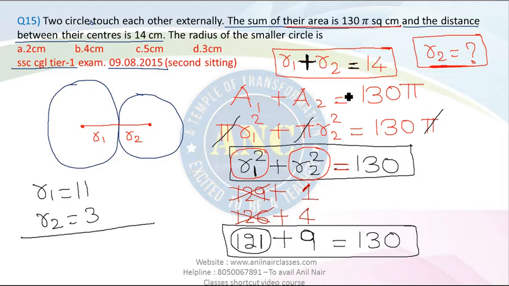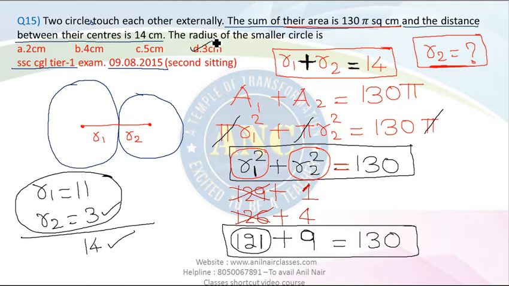And it is said that r1 plus r2 should be equal to 14. Is 11 plus 3 equal to 14? Yes, I got the correct answer. That means the correct combination is r1 is 11, r2 is 3. But the question is asking only for r2. The answer is 3 centimeters.